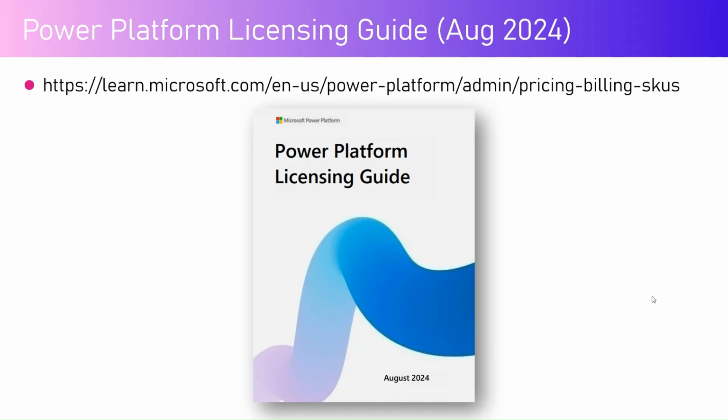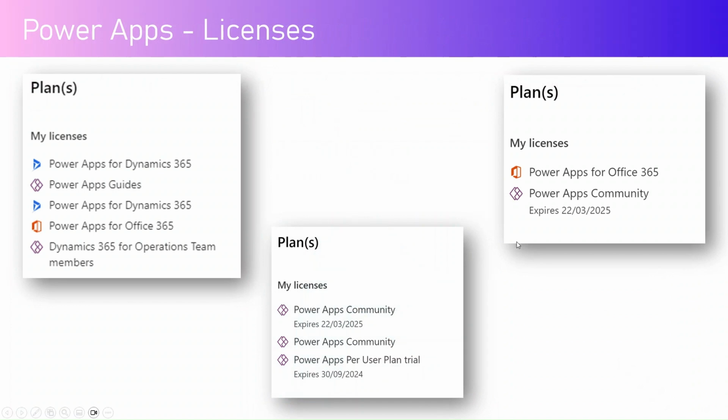If you want to get a PDF document from the Microsoft site, you can go into this link and download that PDF document. In this document, they have mentioned how the applications, the flows, and the copilots are licensed within the Microsoft Power Platform ecosystem.